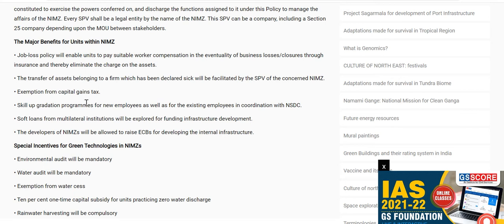And there would be skill upgradation programs coordinated with the National Skill Development Council. There would be soft loans from multilateral institutions for infrastructure development. And these manufacturers within the NIMZ will also be allowed to borrow from abroad using external commercial borrowings.